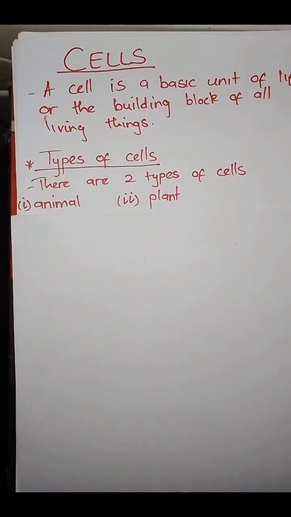There are two main types of cells that we must know. Number one, we have the animal cell, and by animal cell we mean all cells that make up animals, including humans. And number two, we have the plant cell, and we mean all cells that make up all plants. So now let's look at the structure of a plant cell and the structure of an animal cell.